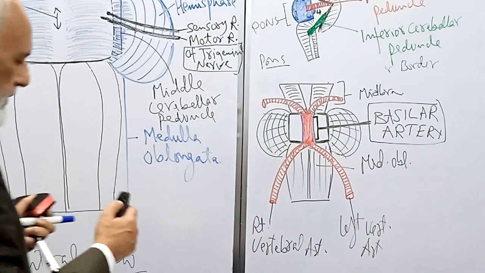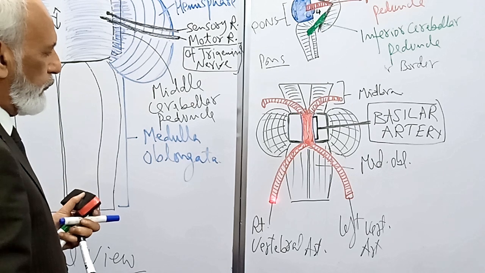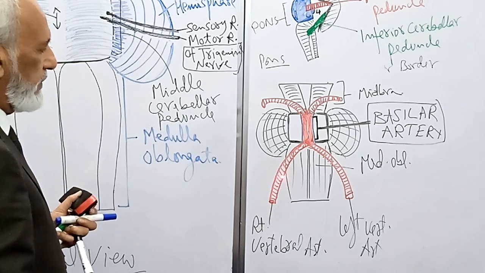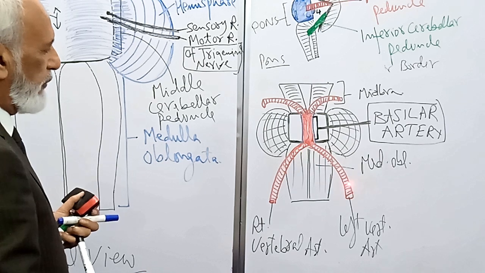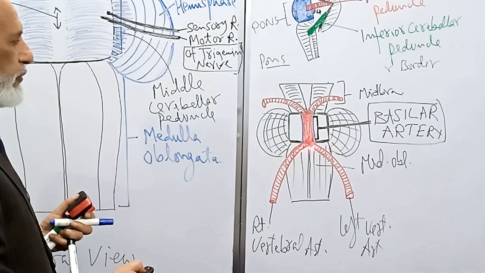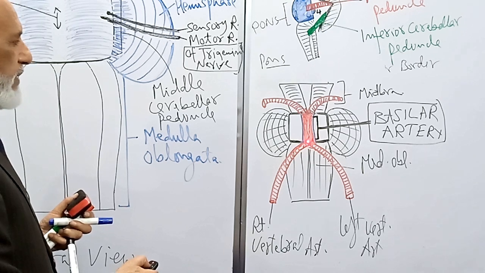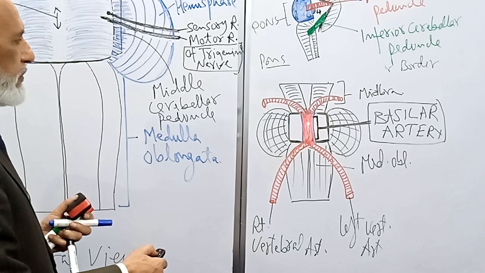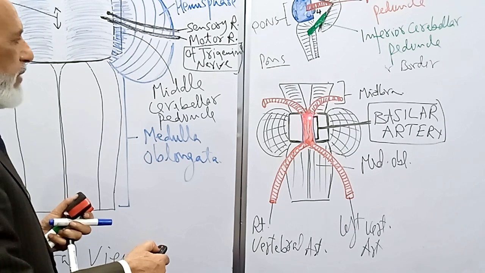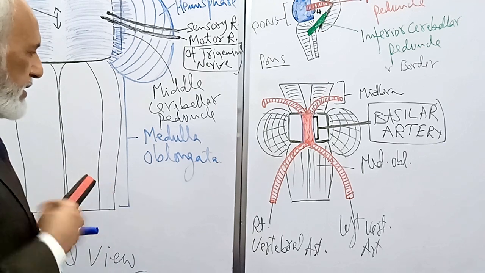So I will repeat. The right and left vertebral arteries enter the cranial cavity through the foramen magnum and run upwards and medially. When they reach the lower border of the pons, they join together to form a single vessel known as the basilar artery. The basilar artery ascends about the middle of the anterior surface of the pons, and when it reaches the upper border of the pons, it ends by dividing into left and right posterior cerebral arteries.